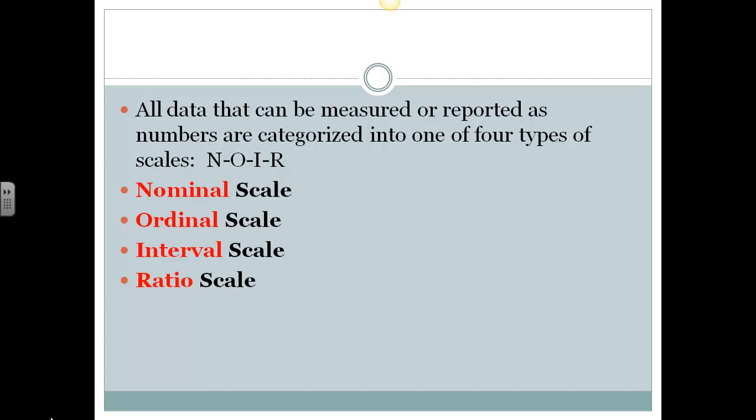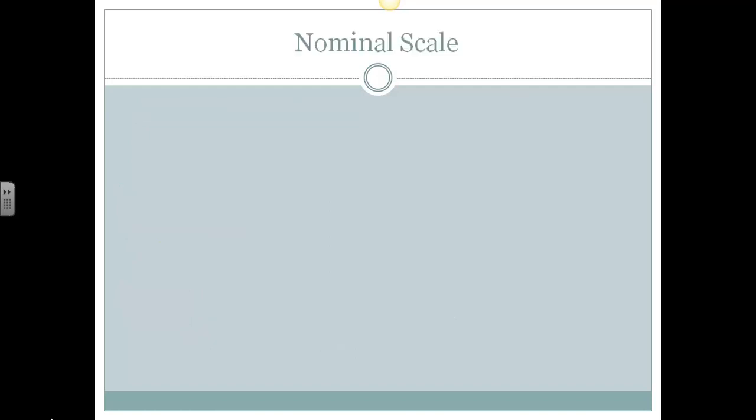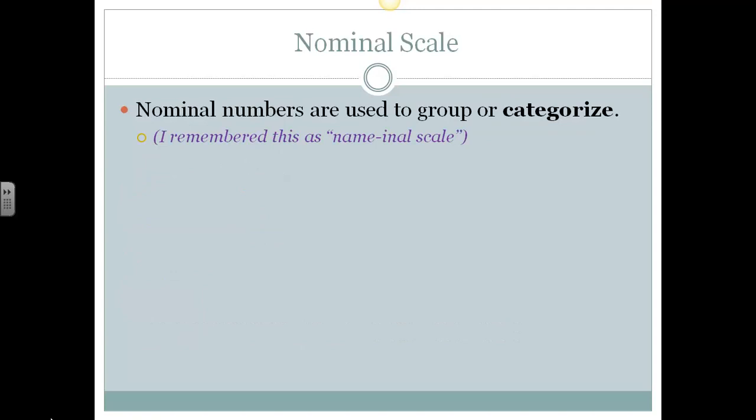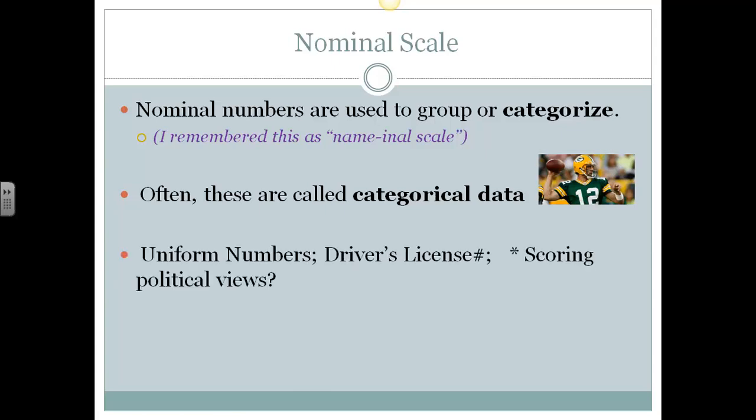So let's take a look at each of these scales separately, and we'll be able to figure out what kind of conclusions we can make depending on which scale of numbers we're using. So if we look at the nominal scale, nominal numbers are used to group or categorize. So this is often called categorical data. I remember it as nominal scale because the number really names something that we're looking at, so it doesn't really have mathematical computational capabilities. For example, uniform numbers are an example of a nominal scale.